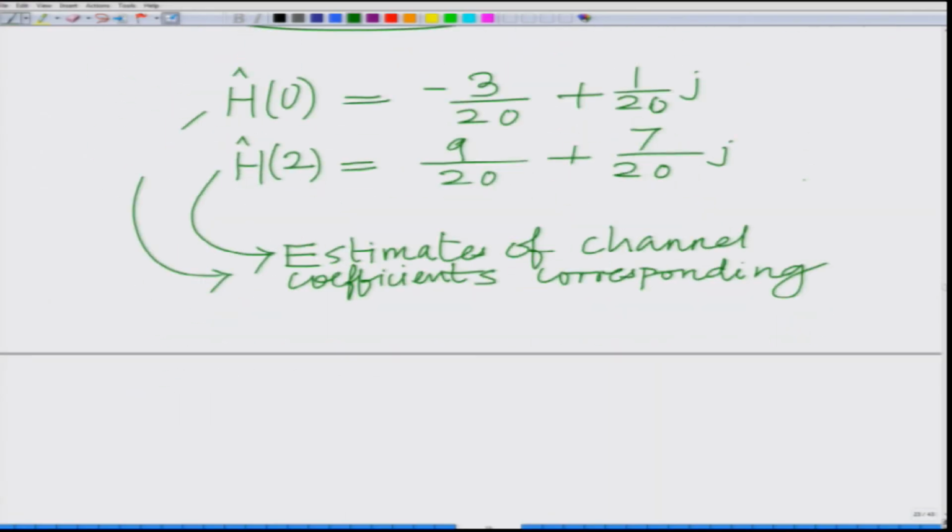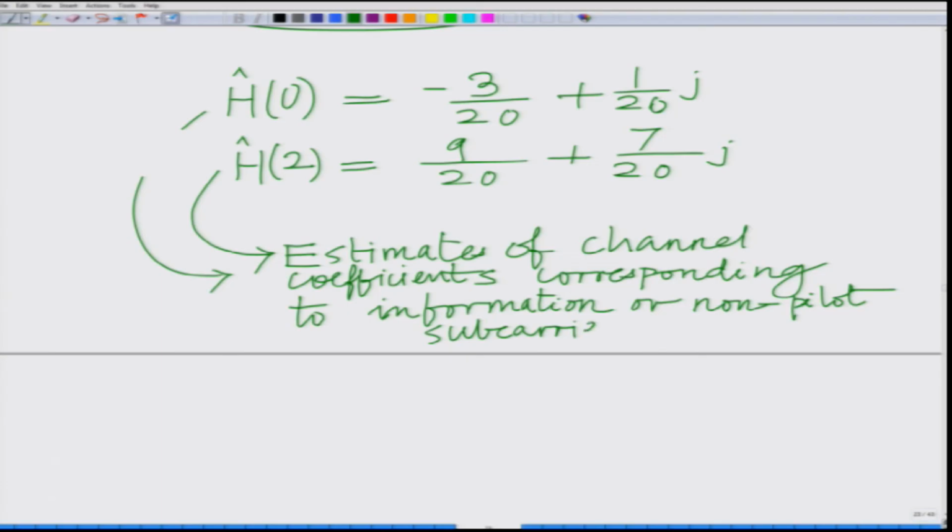estimates of the channel coefficients corresponding to the data subcarriers, or the information subcarriers, or basically the non-pilot subcarriers.